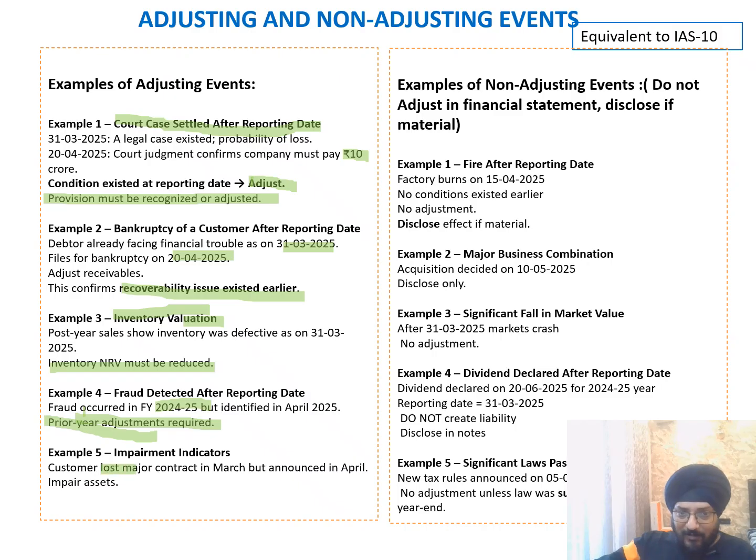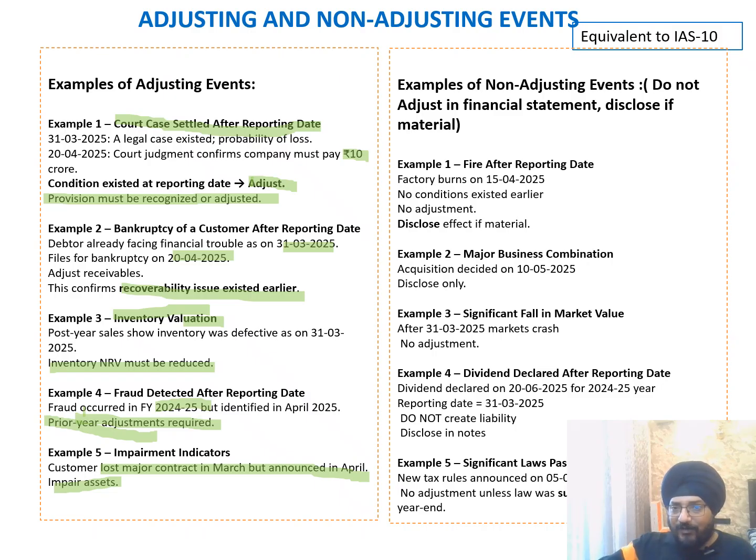And impairment indicators. Customer lost a major contract in March but announced in April. And hence, if you look at the genesis of the adjusting event, there was a condition that already existed on 31st March 25, which is the reporting date. And those conditions got further negated or strengthened on the happening of an event. And because of that, we need to make the adjustment in the financials. So this is the genesis of the adjusting event. That condition should be there on the reporting date or in the financial year in which the reporting date falls. For example, if you're talking 31st March 25, that is the last date, but any condition that existed in 24-25 or before, which was further affirmed or negated, has to be adjusted in the books of accounts or the financials.